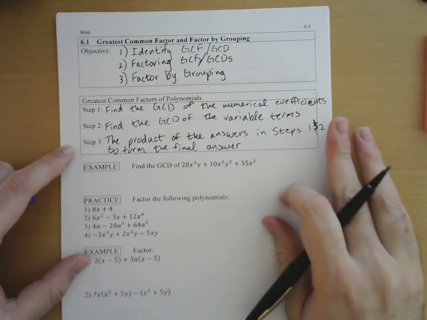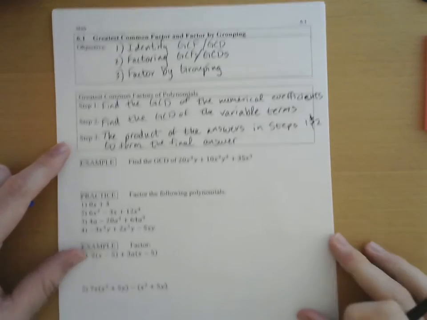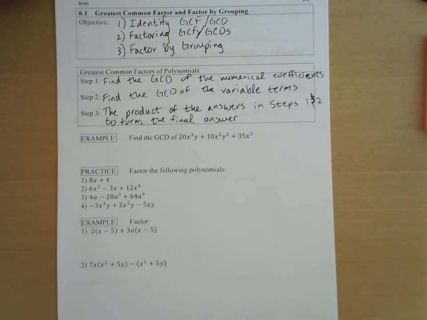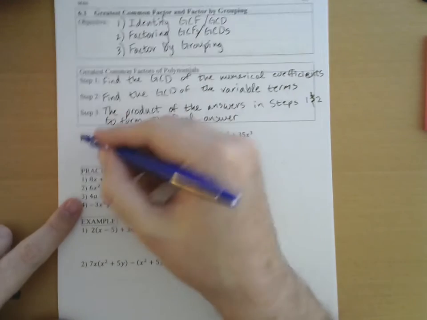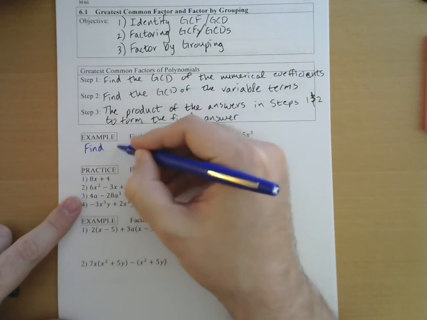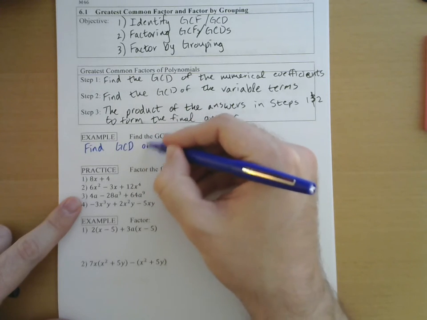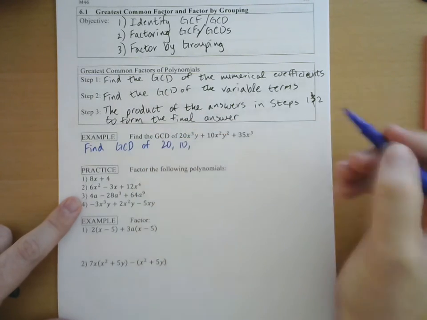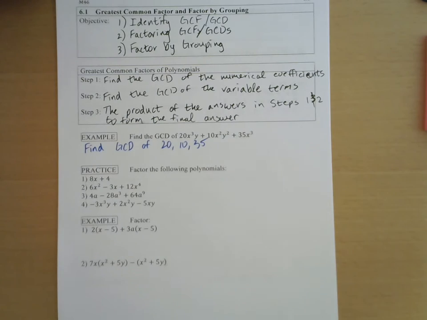We're going to keep our focus specifically on polynomials, because that's what we'll be working with primarily in this chapter. But we'll break it into pieces. If you're told, for example, to find the GCD or GCF of 20x cubed y plus 10x squared y squared plus 35x cubed, we want to break this into two different problems using step 1 and step 2 from our list. The first is to find the GCD of 20, 10, and 35. This is a problem you would have encountered in your last math class.